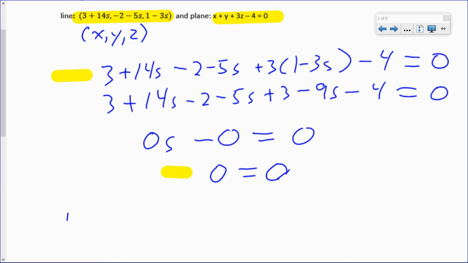I don't know. You could say the intersection is a line, is the line. And then you could give its equation if you want to. That's one way to do it.